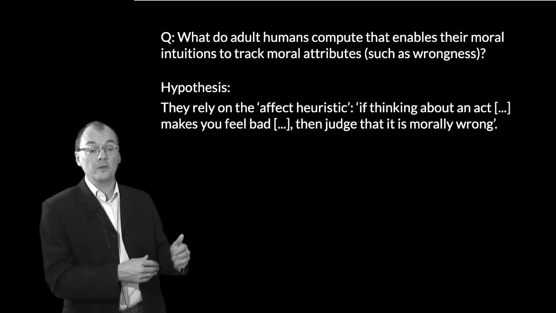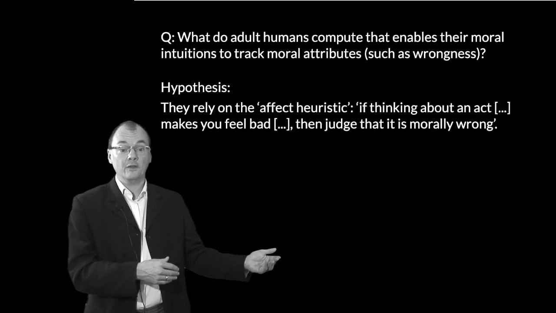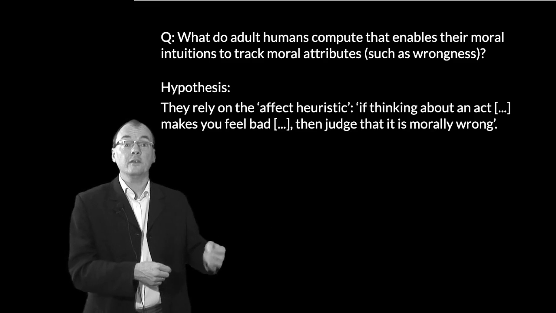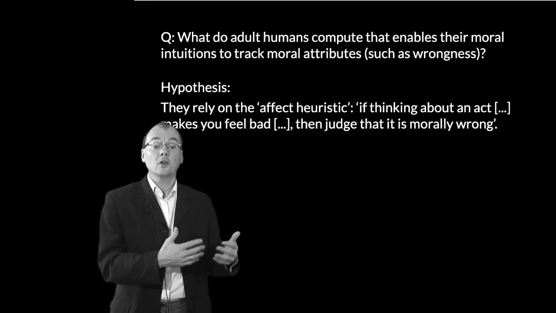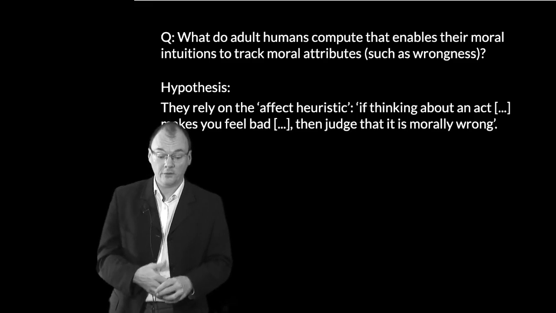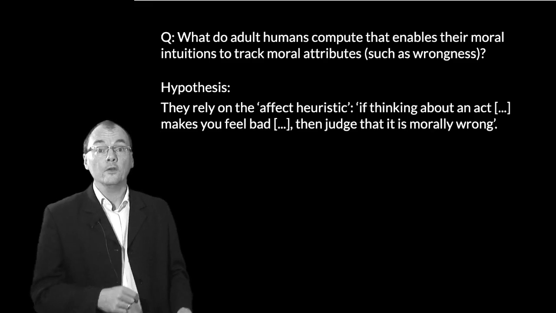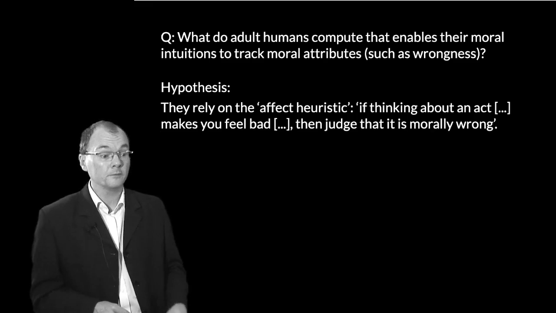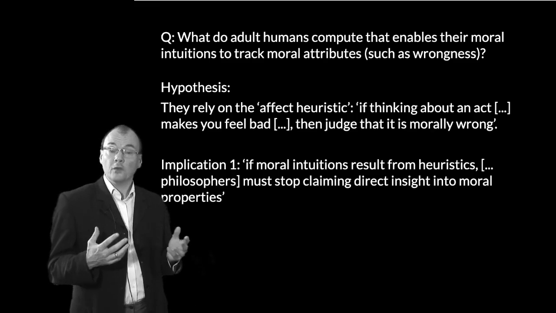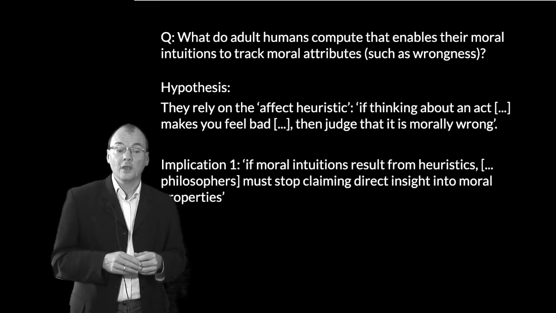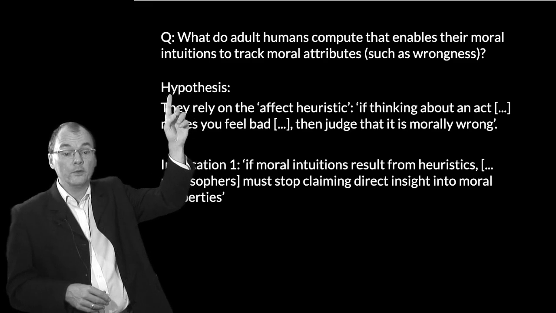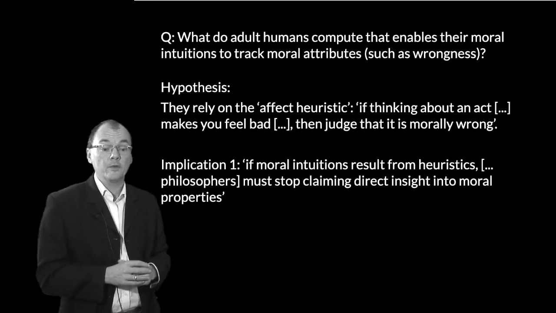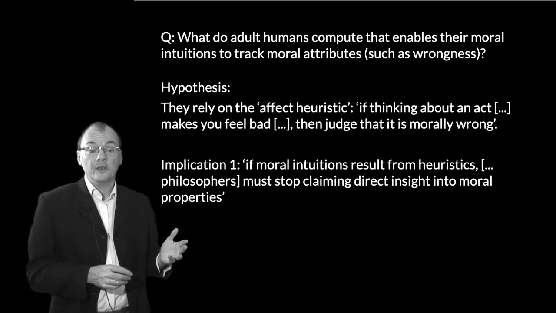So the hypothesis is that humans apply the affect heuristic and that this is why they have the moral intuitions that they do. Their moral intuitions are consequences of the affect heuristic. So far so familiar. We already looked at this last week. Why are we interested though? Why is this hypothesis significant? Well, aside from providing an answer to this question, the one that we started with, it also has a number of implications.